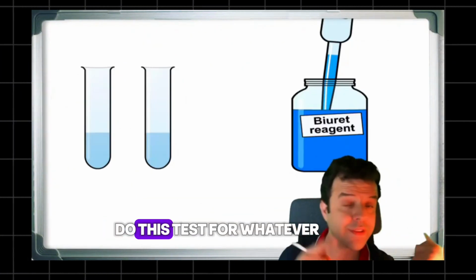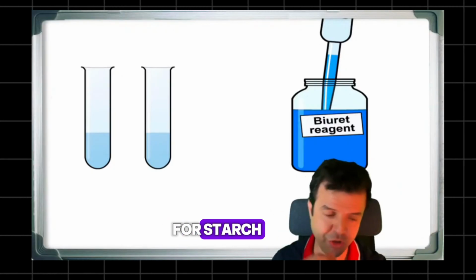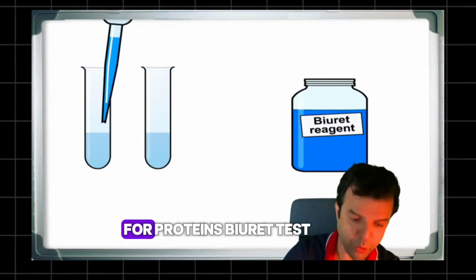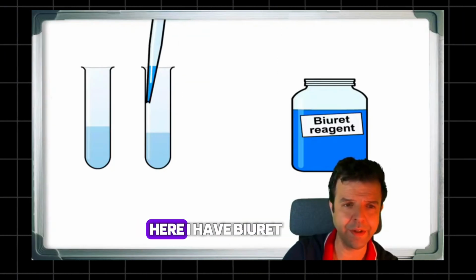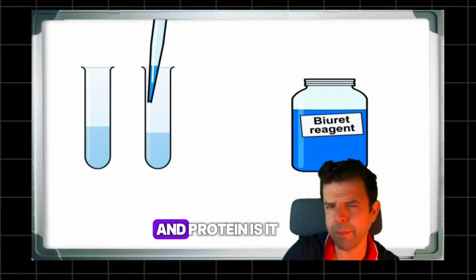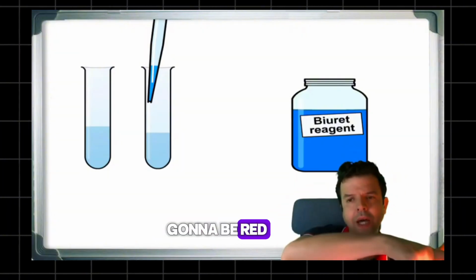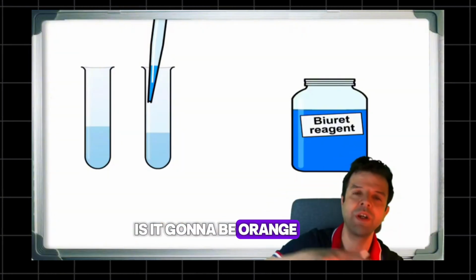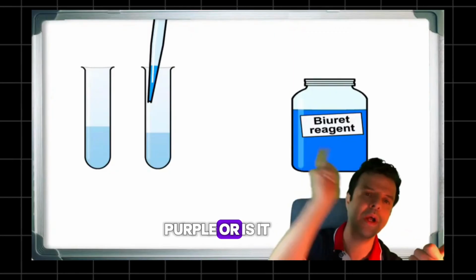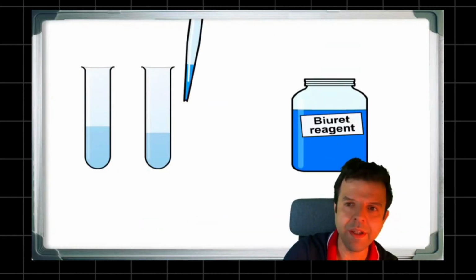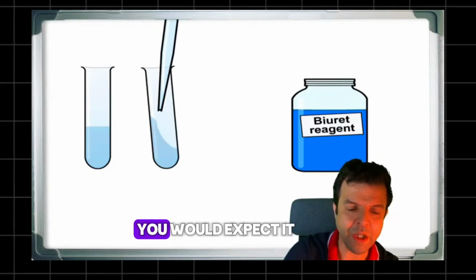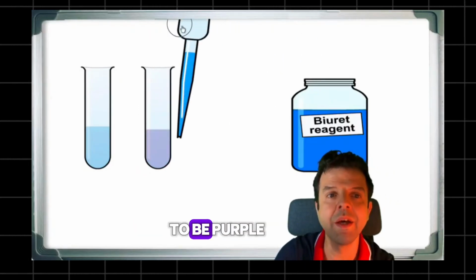And again, you can do this test for whatever. You can do it for starch. You can do it for proteins, the Biuret test. You know what color you'd expect here? Have Biuret and protein. Is it going to be red? Is it going to be orange? Is it going to be purple? Or is it going to be blue-black? What do you think? As I add Biuret, that's the test of protein, you would expect it to be purple.